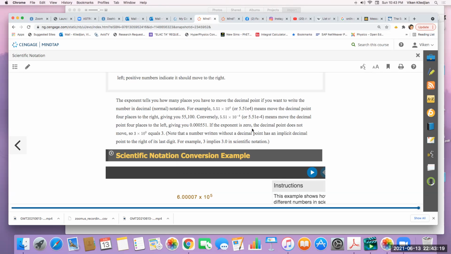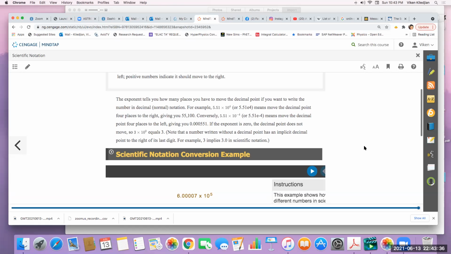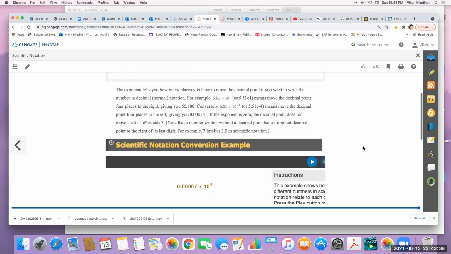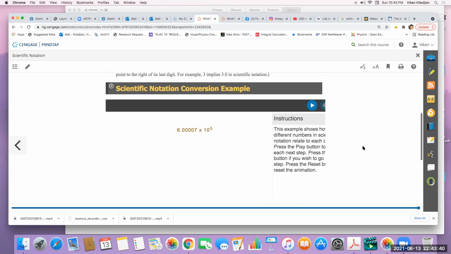If the exponent is 0, the decimal point does not move. So 3 times 10 to the power 0 equals 3. So note that the number written without a decimal point has an implicit decimal point to the right of its last digit. For example, 3 implies 3.0 in scientific notation. So this is the next one then.